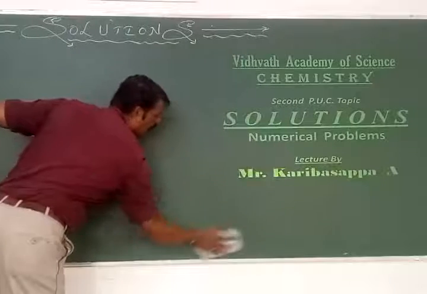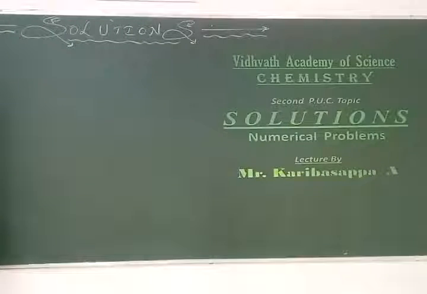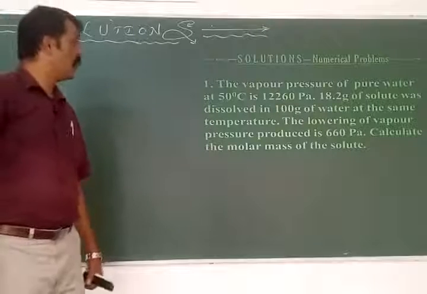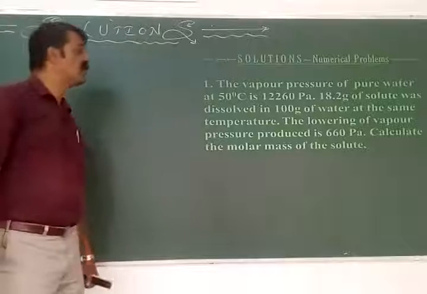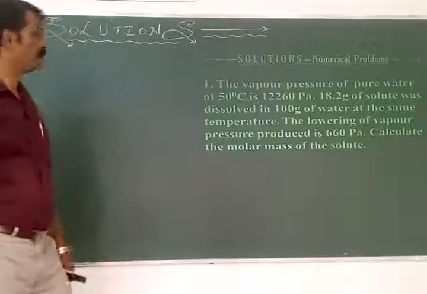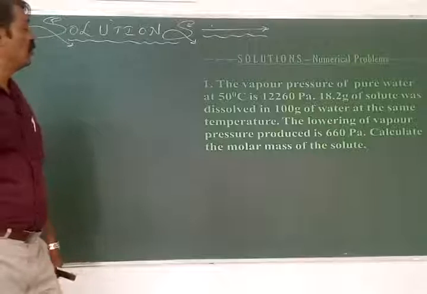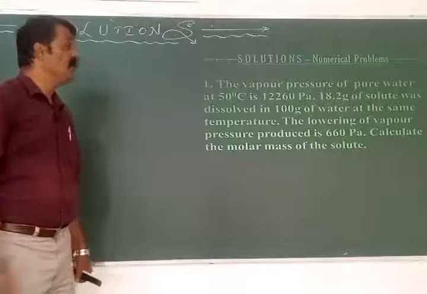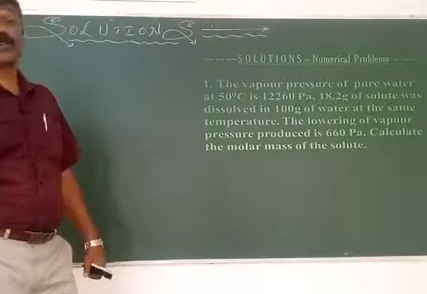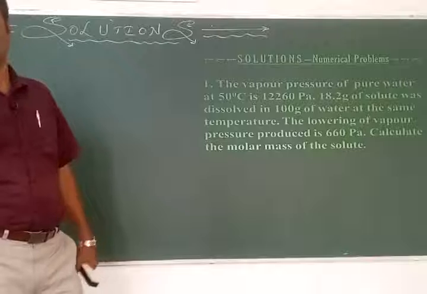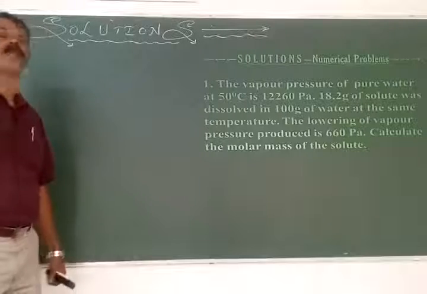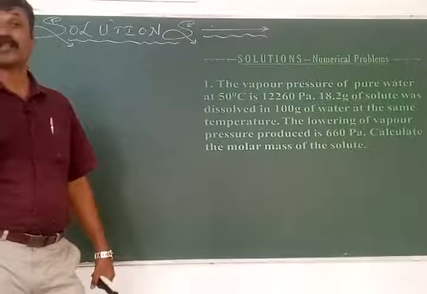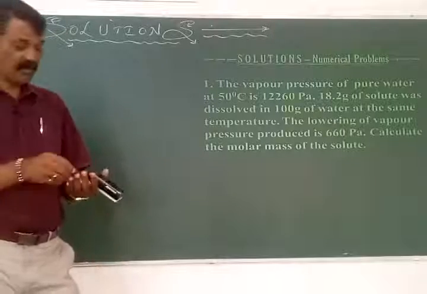So let us have the first one. The vapor pressure of pure water at 50 degrees Celsius is found to be 12260 pascals. 18.2 grams of a solute was dissolved in 100 grams of water at the same temperature. The lowering of the vapor pressure produced is found to be 660 pascals. Already the direct answer is given, lowering of vapor pressure itself is given. Then calculate the molecular mass of that particular solute. Okay, so let us solve this.